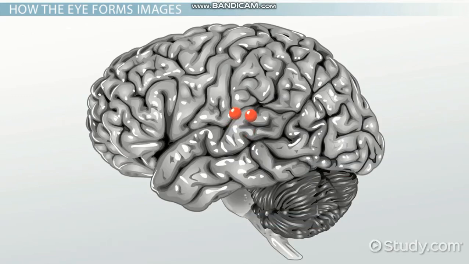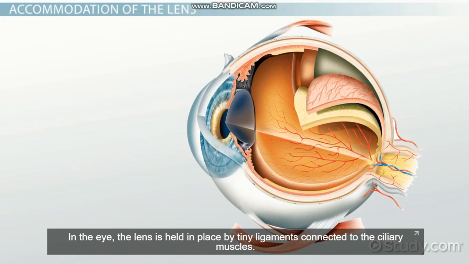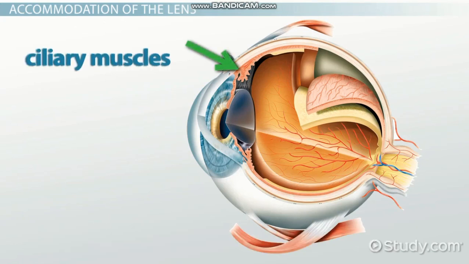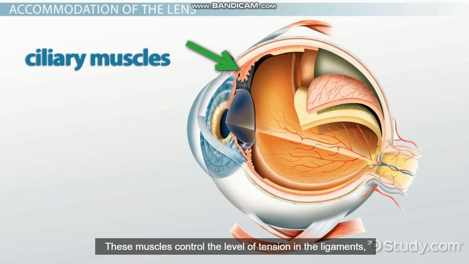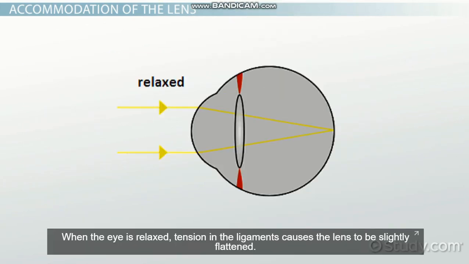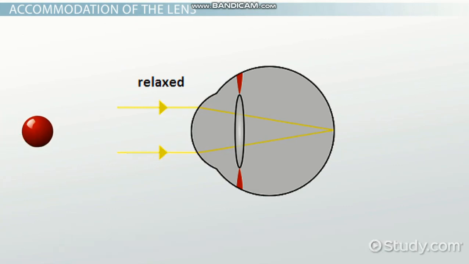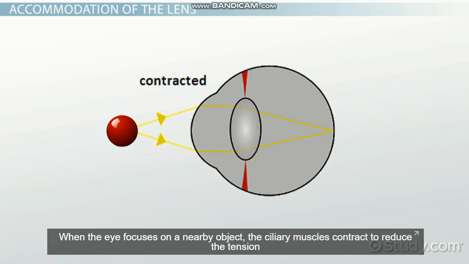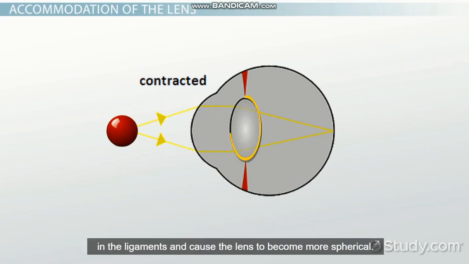In the eye, the lens is held in place by tiny ligaments connected to the ciliary muscles. These muscles control the level of tension in the ligaments and therefore control the shape of the lens. When the eye is relaxed, tension in the ligaments causes the lens to be slightly flattened. When the eye focuses on a nearby object, the ciliary muscles contract to reduce the tension in the ligaments and cause the lens to become more spherical.